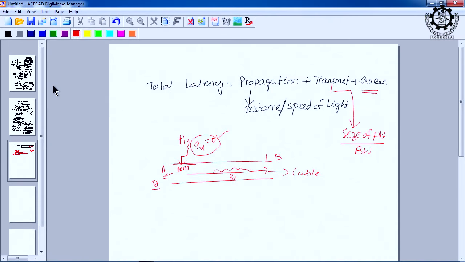But there will definitely be some transmission delay, and this transmission delay will depend on the size of the packet and the bandwidth of the channel. Then your propagation delay, where you are propagating: in the vacuum, in the cable, or in the fiber optics. So, this is how your total latency is considered. Now, which one will you prefer, a high latency or a low latency? Definitely a network having very less latency will be considered a faster network than the other one.